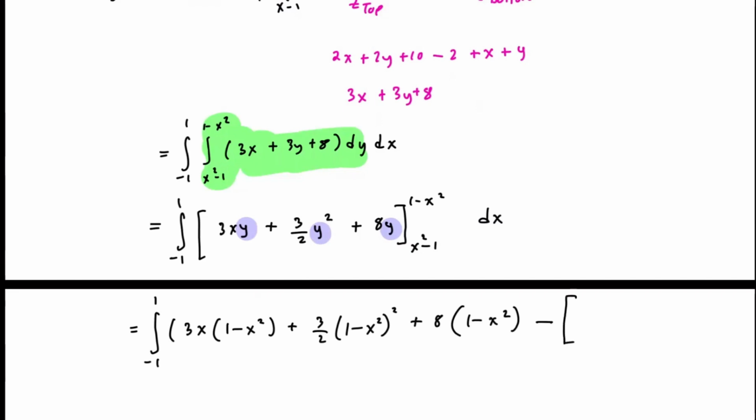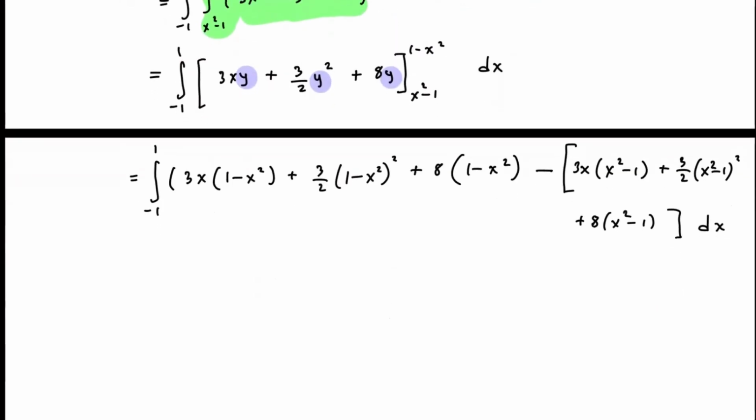So now for each y, we plug in x squared minus 1. We'll have 3x times (x squared minus 1), and then plus 3 over 2 times (x squared minus 1) squared, and then plus 8 times (x squared minus 1). Close the bracket, dx at the end. Okay, so let's clear this up.